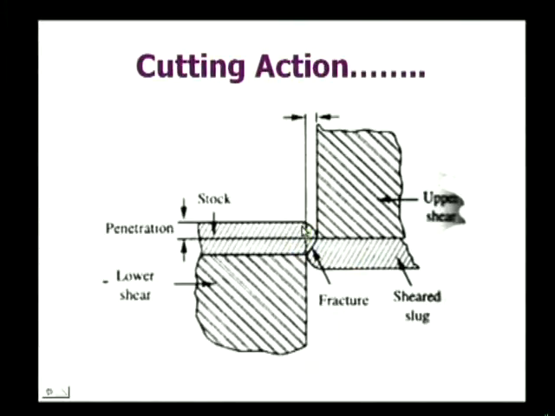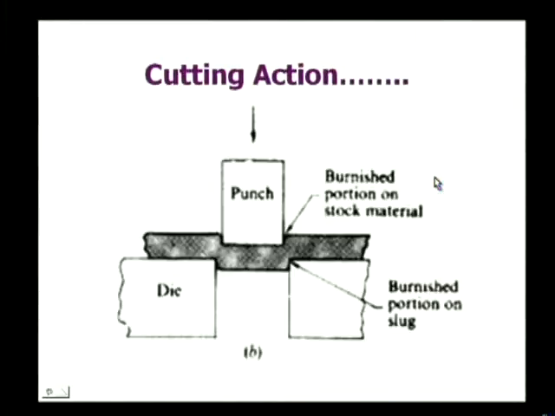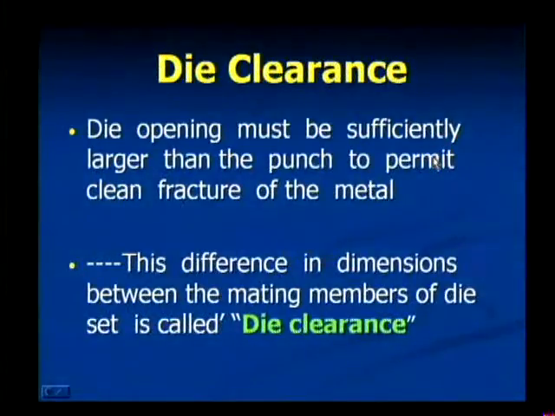Penetration is nothing but the depth by which the punch penetrates the metal, and cutting action can also be observed from this diagram. Now, die clearance. Die clearance is a very important factor. Let us see: the die opening must be sufficiently larger than the punch to permit clean fracture of the metal.